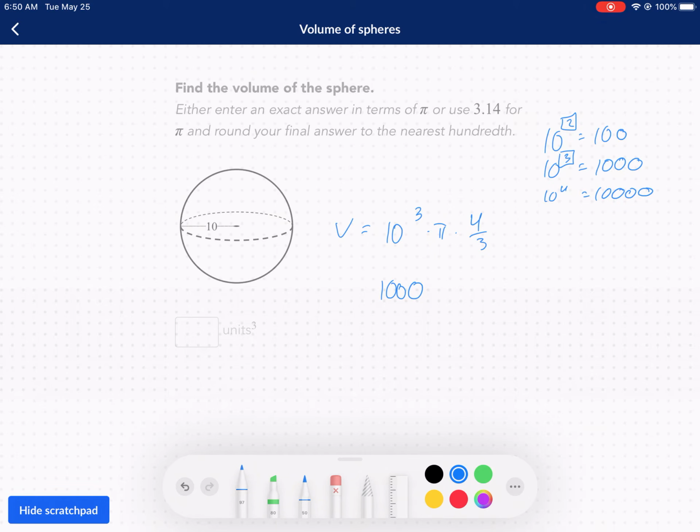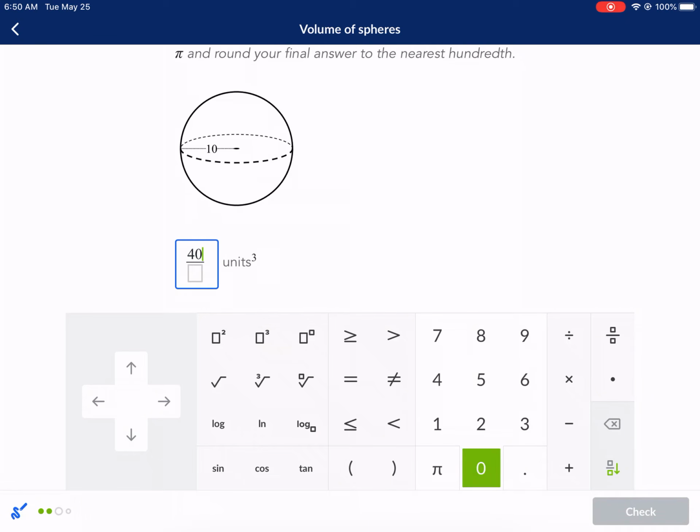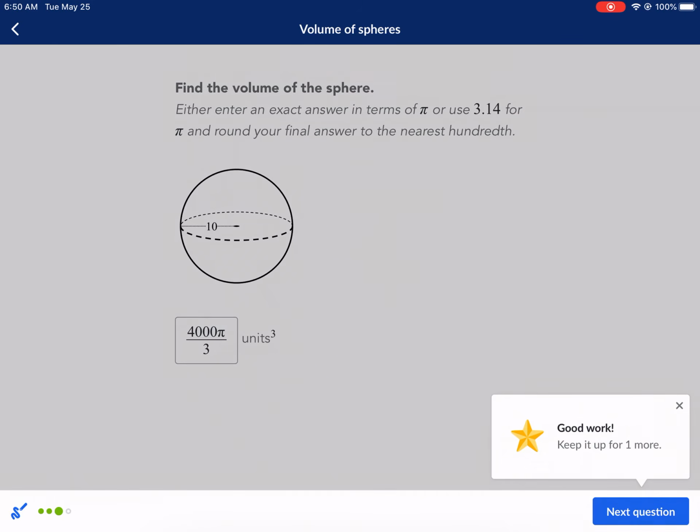And that is not divisible by 3. So we're going to do 1,000 times 4. And that's 4,000. It's still not divisible by 3. So we're going to leave it as 4,000 pi over 3. We're going to just leave it like that. Hopefully it'll take it. So 4,000 pi divided by 3. And it should... There we go.